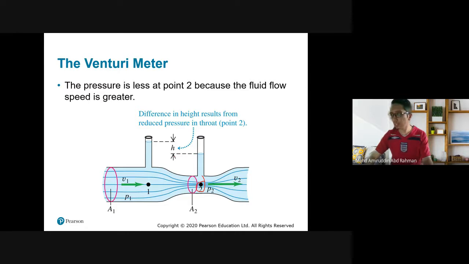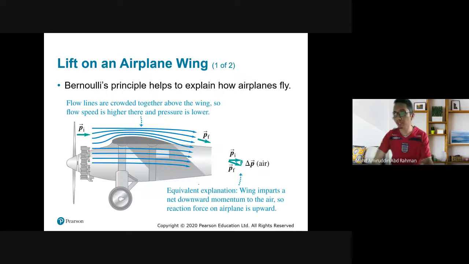Okay, so we can see here that the height also makes a difference. When the height is high, the pressure is also high, and when the height is lower, the pressure is also lower, right? So that's the relationship of the Bernoulli equation in the potentiometer.